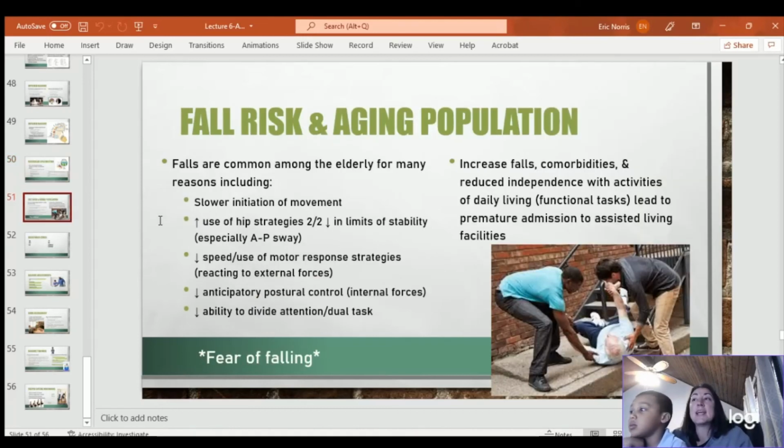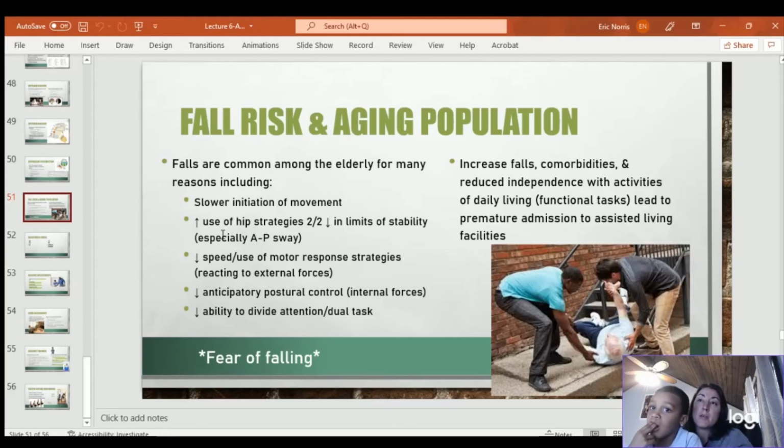Fall risk and aging population. Falls are common among the elderly for so many reasons. Some is because they are slower with initiation of movement. So remember, power affects the ability to stay balanced more than strength. If somebody is strong but not able to quickly move, then they may be more likely to fall than somebody else that has the same strength but the ability to move fast.